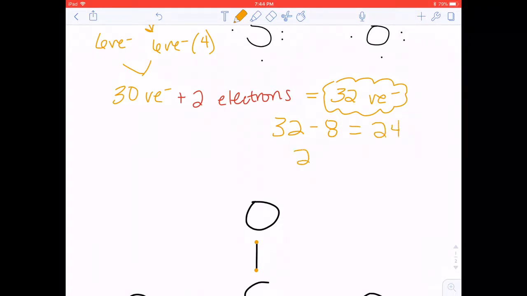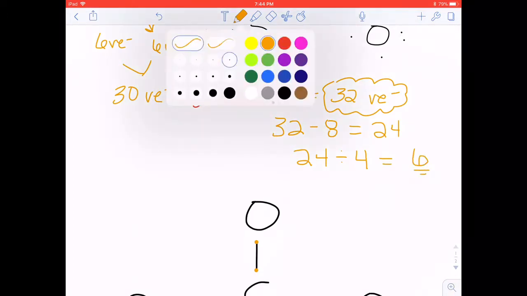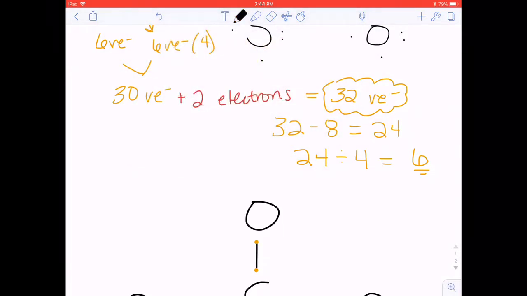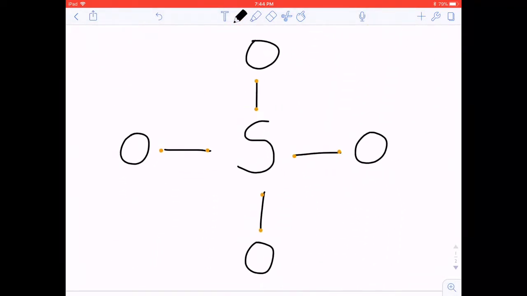So because we have 4 oxygen, we need to figure out how many valence electrons to put for each oxygen. So 24 divided by 4 is 6. So we're going to add 6 more valence electrons onto the oxygen. So each oxygen gets 6 more.